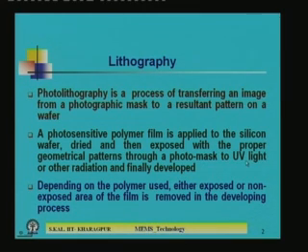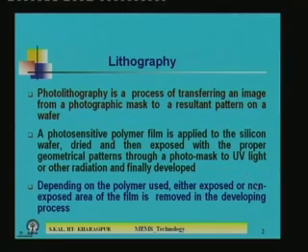Instead of UV light, in some cases we use X-ray, electron beam or ion beam. Accordingly, those techniques are known as electron beam lithography, ion beam lithography or X-ray lithography. When you use UV radiation for exposing the film, it is known as UV lithography. When you use deep ultraviolet rays, it is also sometimes known as deep ultraviolet lithography.